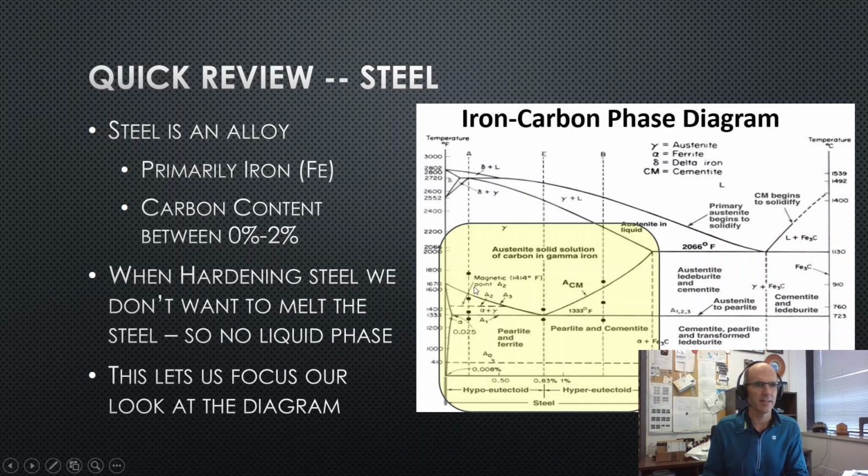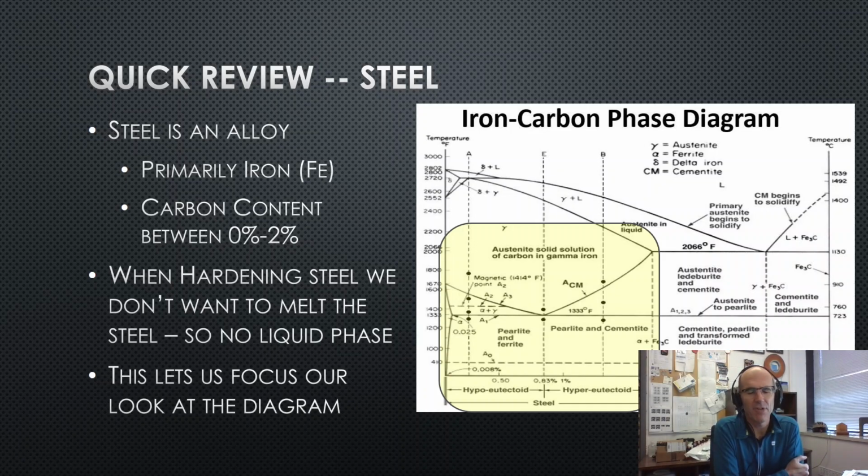A few interesting things happen in here. You'll see that there's a line that says the magnetic point. And one of the cool things that happens when you switch from ferrite to austenite is that your steel stops being magnetic. Because you've changed that crystal structure, it's the crystal structure of ferrite that makes steel magnetic or able to respond to magnetic fields. When you change that structure around and go to the face-centered cubic structure, your austenite is no longer magnetic.